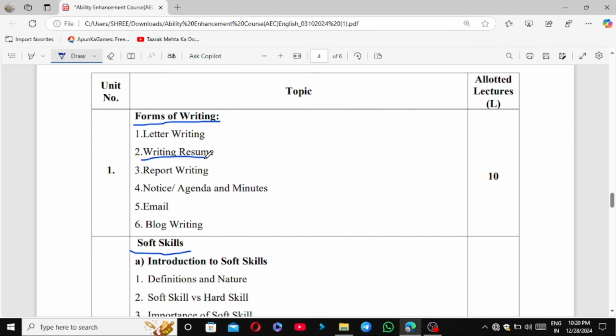Okay, so there are some sections of a resume. In a resume you want to highlight your name, your contact details, phone, email, etc.